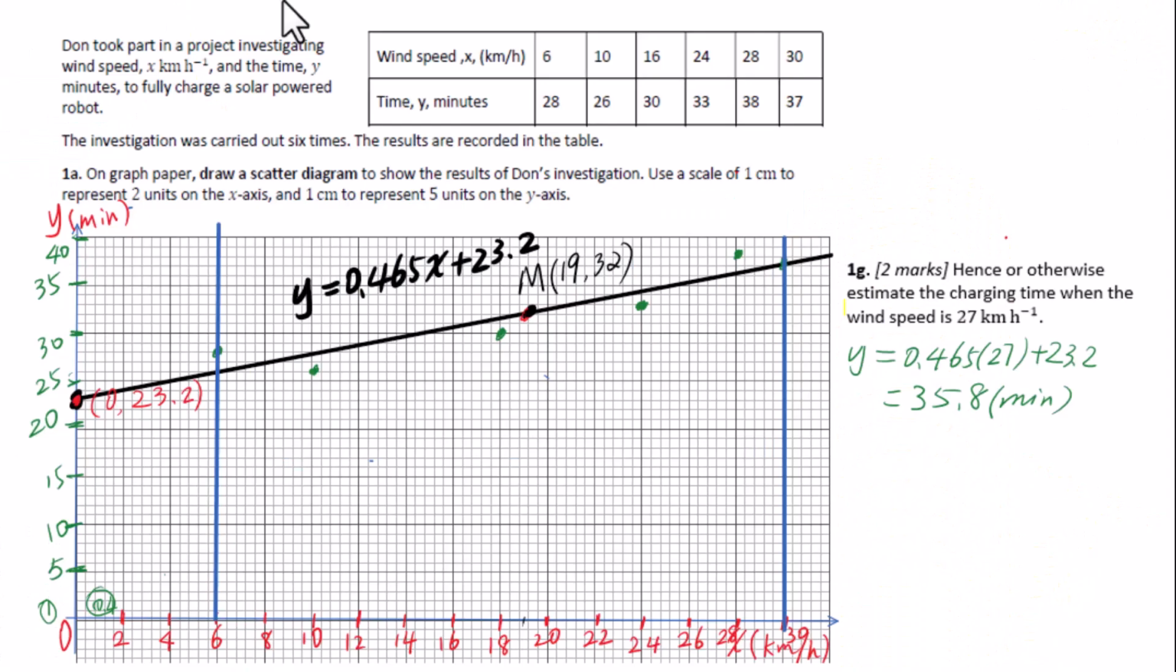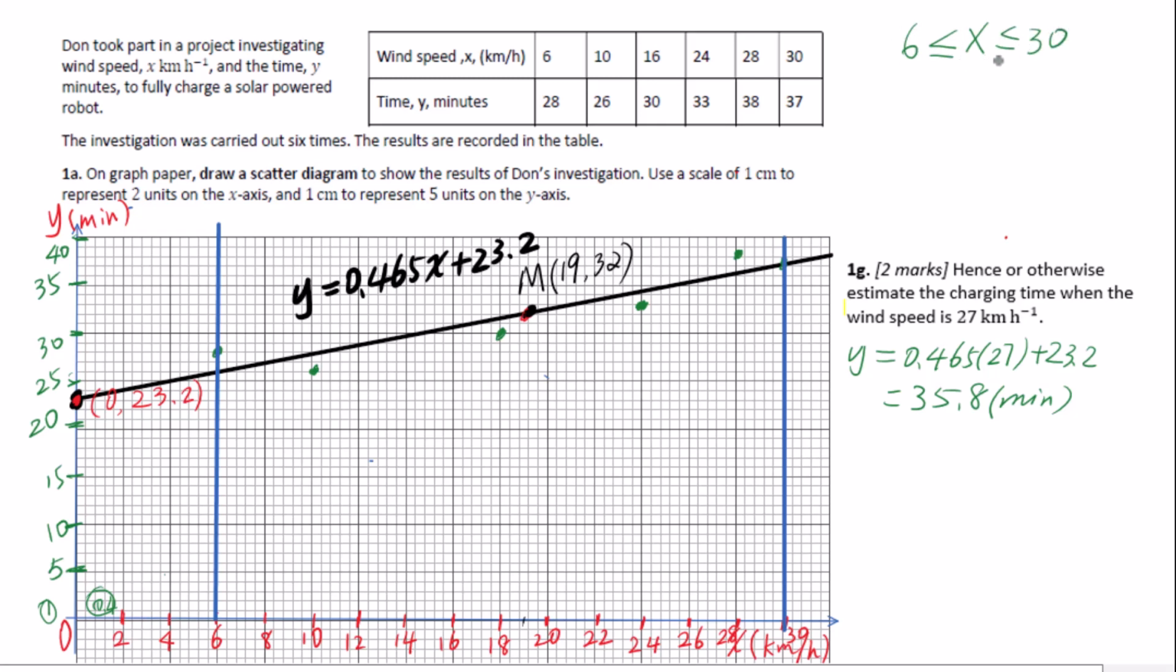For 1G, we use the regression equation to estimate the charging time when the wind is 27 km per hour. Is it reasonable to do this? It's related to the concepts interpolation and extrapolation. We got this equation of a regression line when the wind speed is between 6 and 30.